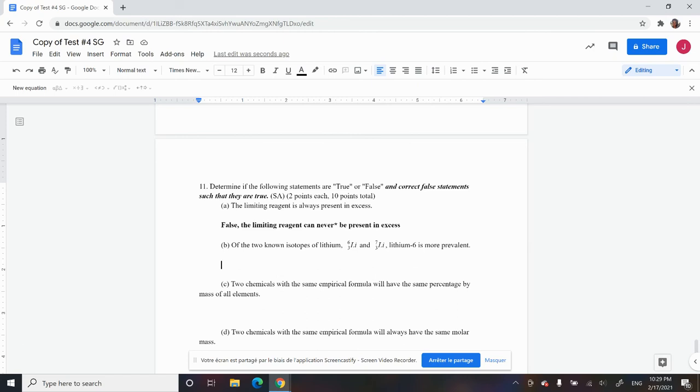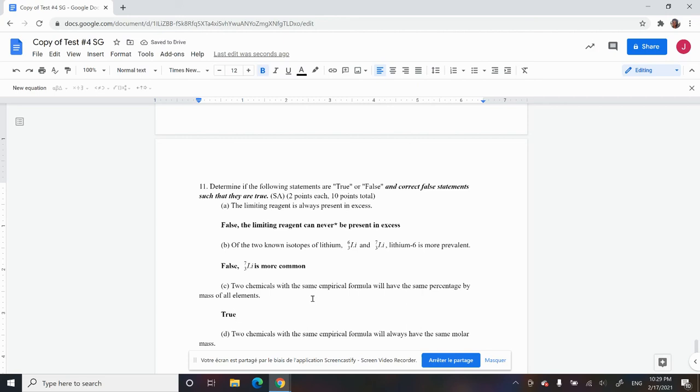For the second one, I just go to my periodic table. I take a look at the molar mass of lithium. It is 6.941. So that is way closer to the mass of 7. So this is false. This one is more common. This one is true. Try it for yourself.